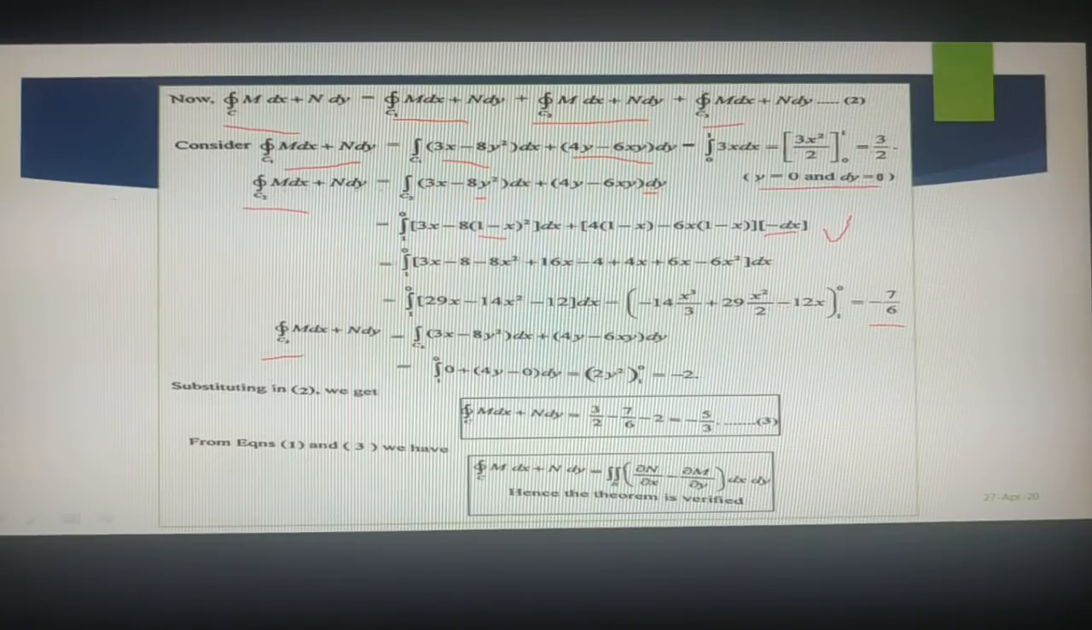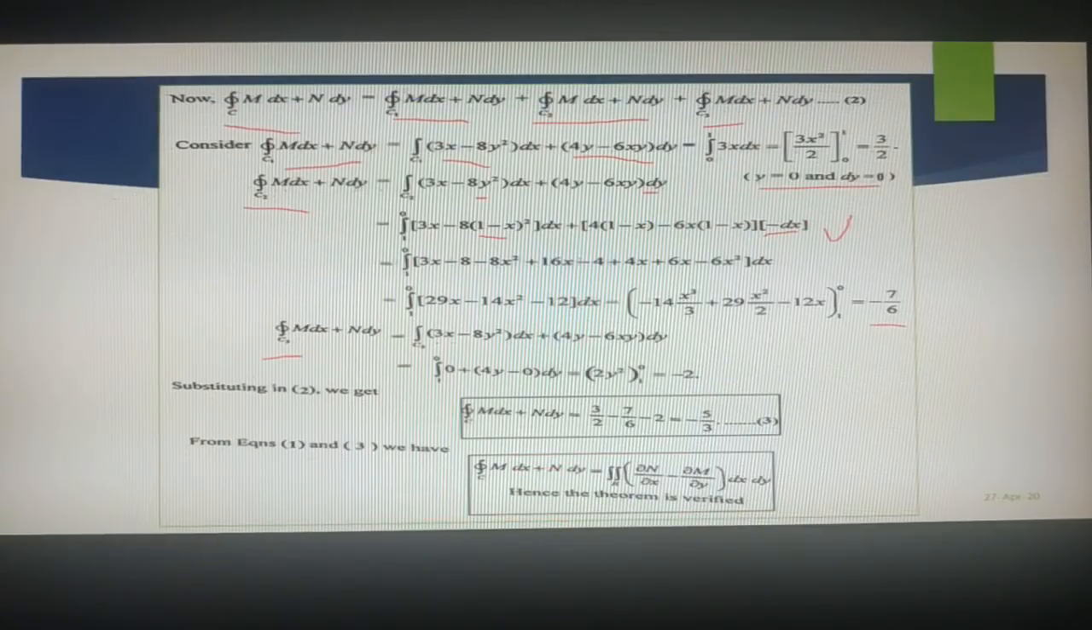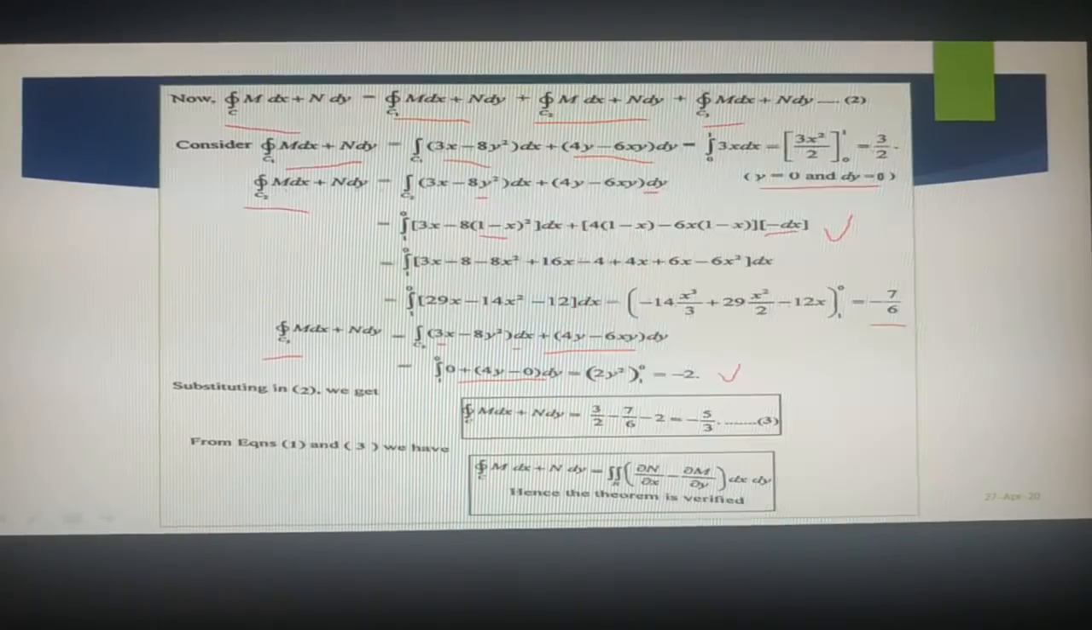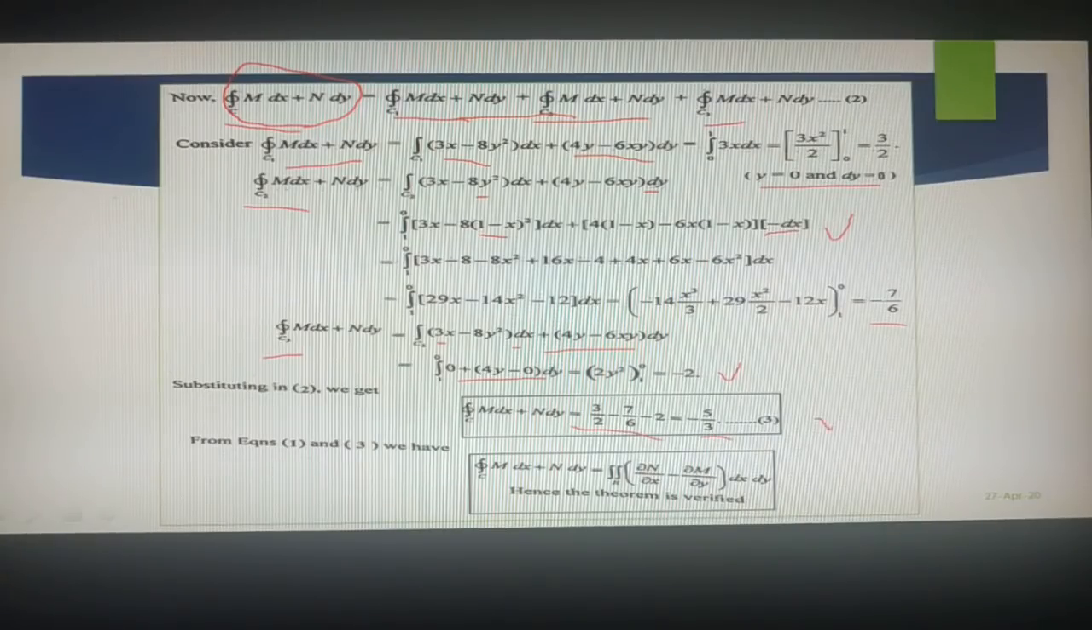So if you take C3, this is the line C3. Along C3, x is equal to 0 and dx equal to 0. So wherever x is there you substitute 0, and dx value will be 0. Those two you substitute in this integral. In the remaining you keep as it is and integrate, we got minus 2. So when you add up all these three integrals along this curve, integral over C of M dx plus N dy, that value is minus 5 by 3.